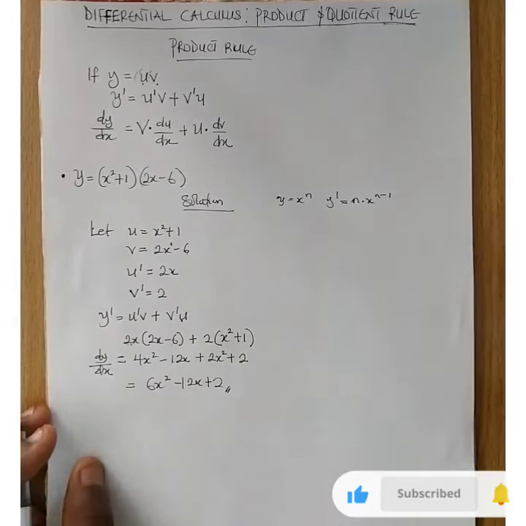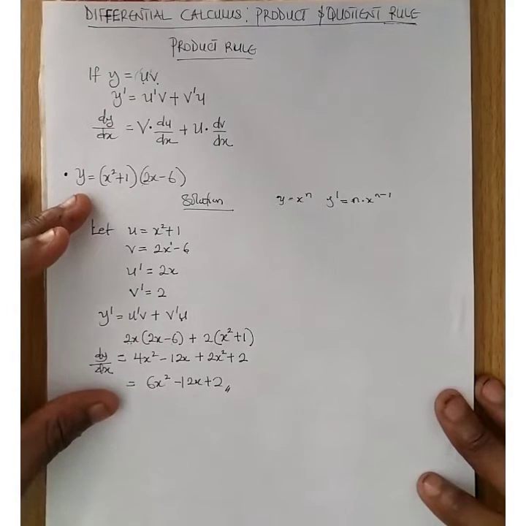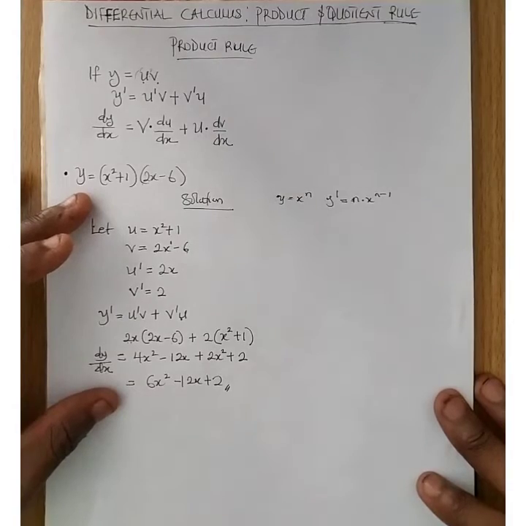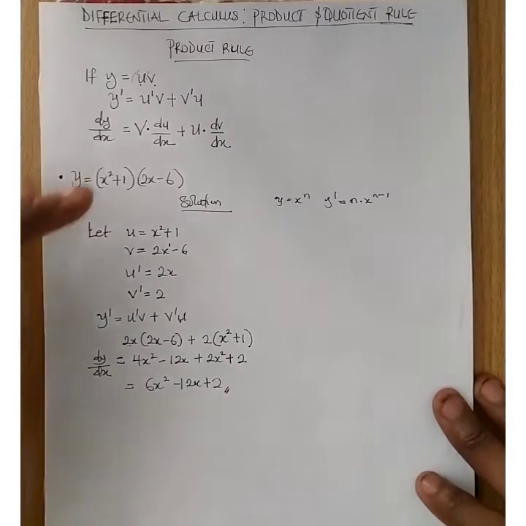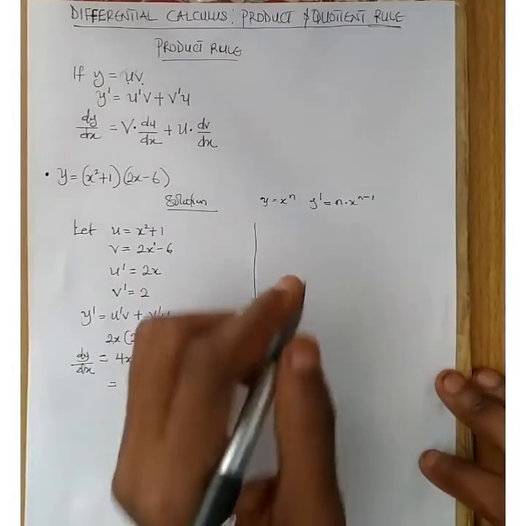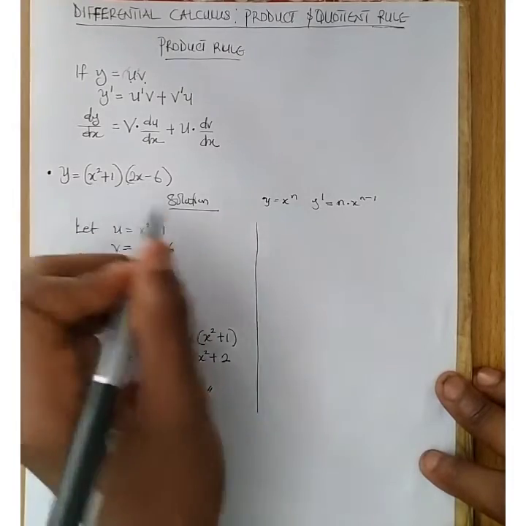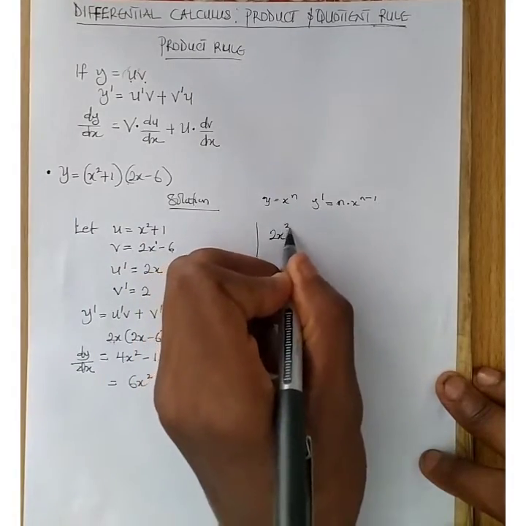final answer. Now I want to let you know that you can solve this without product rule. There's another way to go about this problem. I can just simply expand this function. So let me do that on this side. I can expand this function. So x squared times 2x gives me 2x cubed, right?